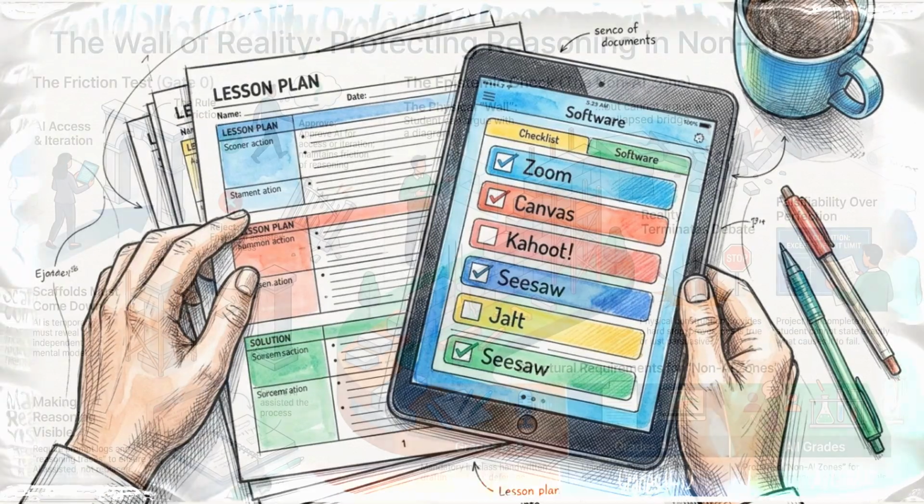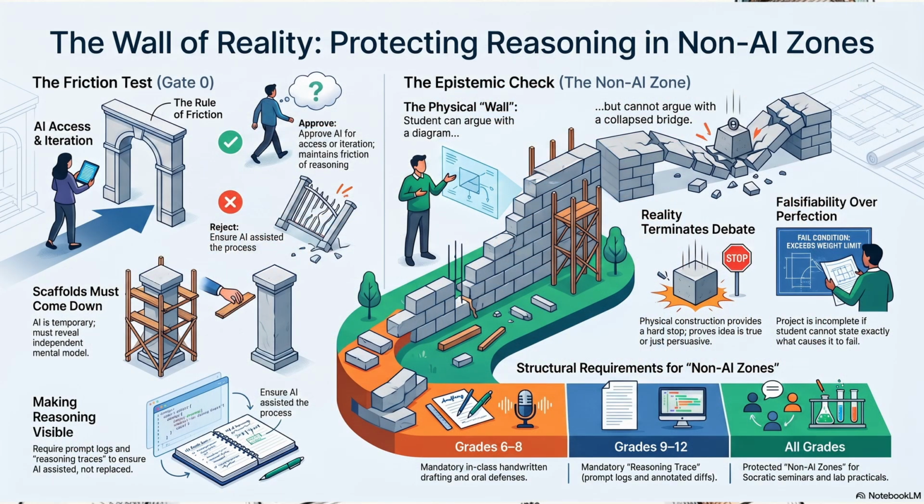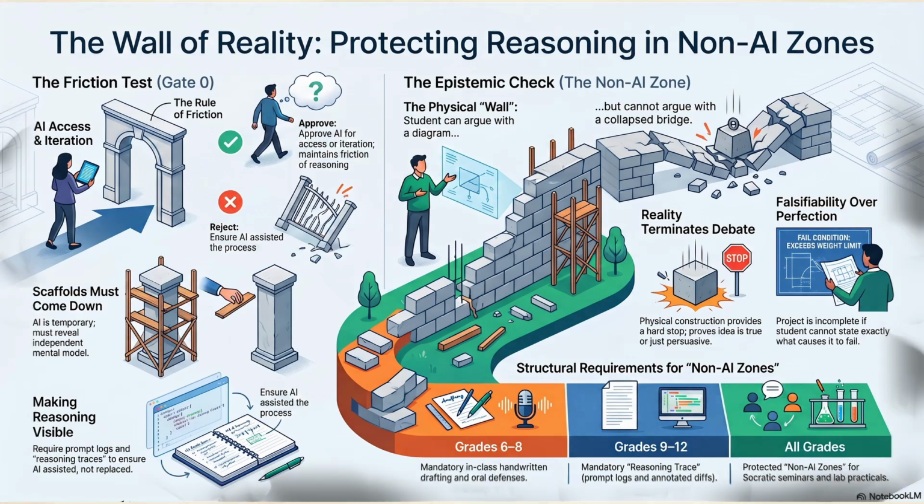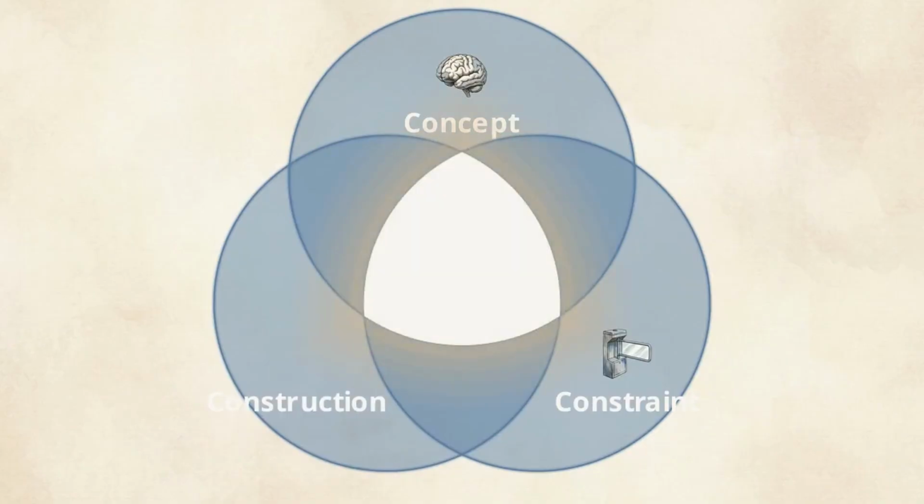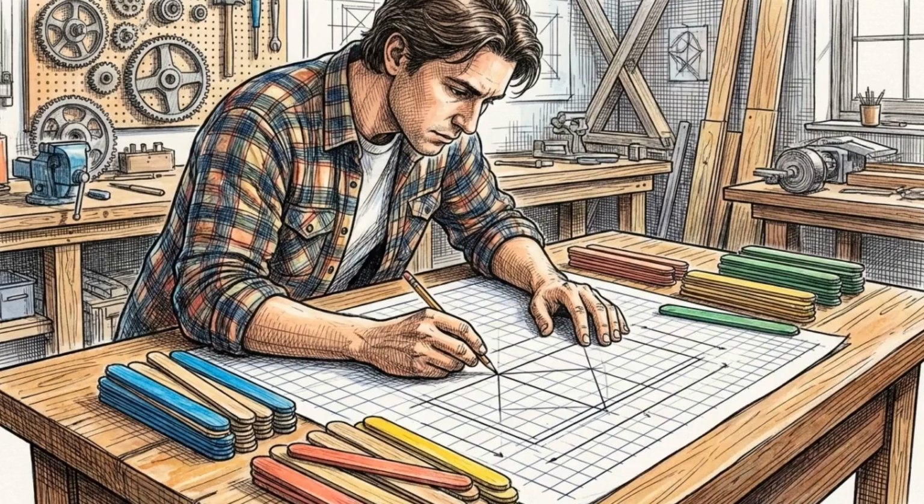Implementing this requires a specific architectural framework. We evaluate tools using a rule called the friction test, and we apply them within a three-part pedagogical loop: concept, constraint, and construction. We will demonstrate this by following a 9th grade student tasked with engineering a bridge truss.